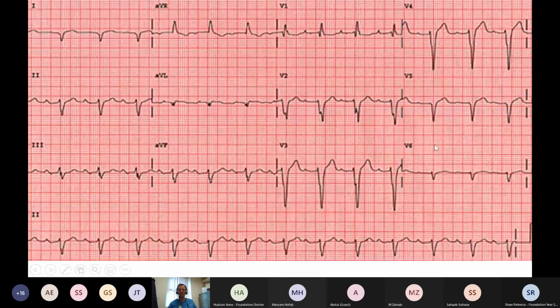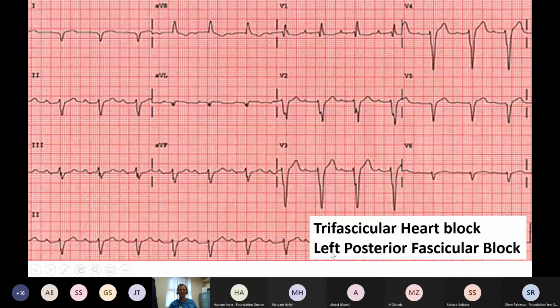So the answer here, yes, very good, Anna. There is an M in V1. So this is really confusing, isn't it? Because it's left and right bundle branch block. And the answer is that this is a wonderful ECG because it will tie everybody up in knots, including people who are quite experienced in cardiology, because it's rare. This is right bundle branch block, but can you see the axis deviation? So we've got marked right axis deviation here. It's negative in V1. So this is trifascicular heart block with left posterior fascicular block.